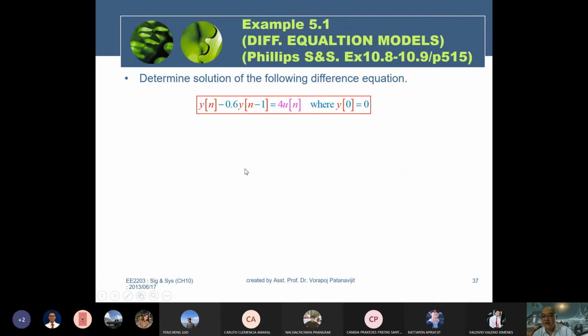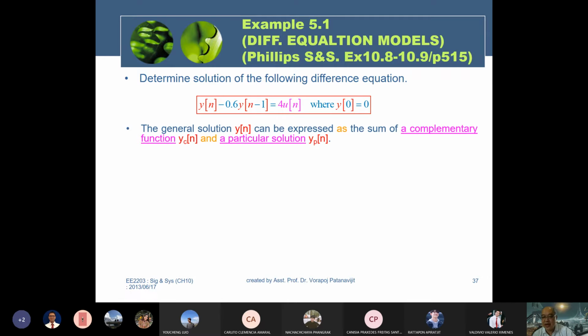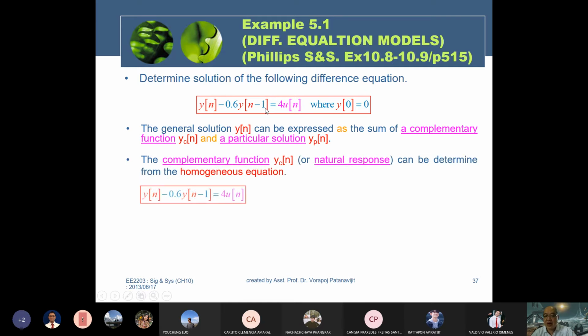Determine the solution of the following difference equation here. In this case, you check how many orders it has, which depends on the maximum shifting of y. In this case, we have only one, therefore it's first order. The general solution of y[n] can be expressed as the sum of the complementary function yc and the particular solution yp. The complementary function yc, or the natural response, you can determine from the homogeneous equation, where you set the difference equation and kill the non-y terms.